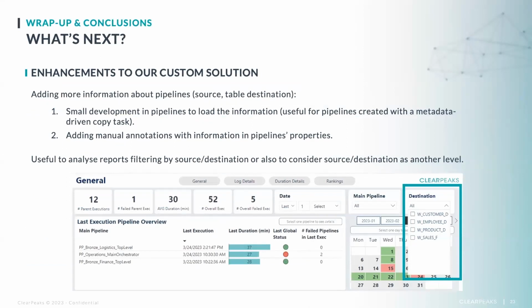So what's next? We can add more information about pipelines. Since it's useful to know which tables the pipelines are using as source and destination, because a typical case is to track one destination table in particular, we can add this information to our solution with these two options that you see on screen. Here is an example of how the dashboard would look, adding a destination slicer.